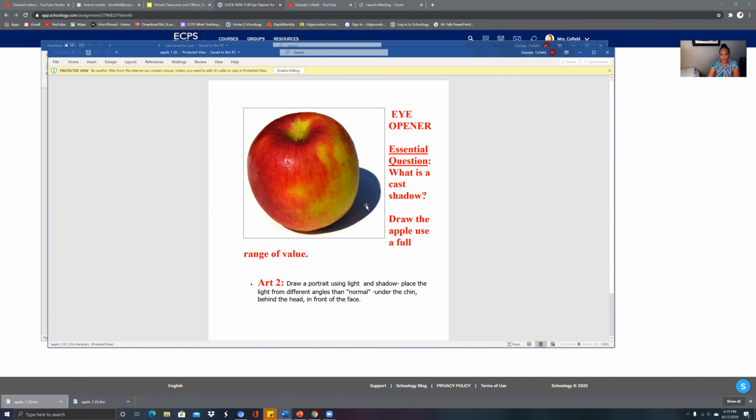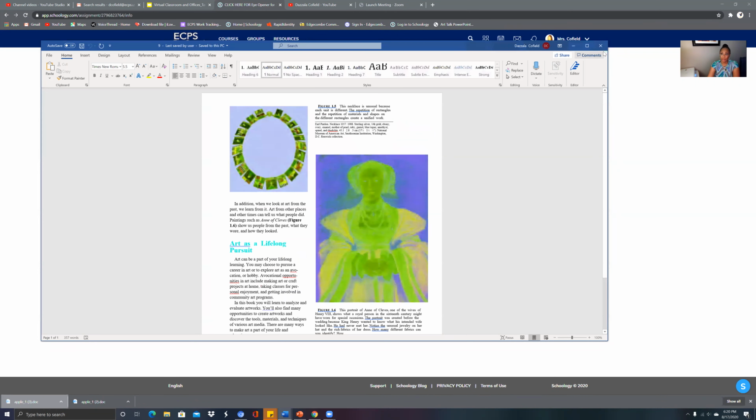You see a cast shadow here, and the essential question says, what is a cast shadow? So a cast shadow is when light hits the object, and then it has this darker section that's reflected here. It looks sort of like an elliptical form on this area. This lets us understand that it's sitting on the table. We see a highlight here. We see some shadows up in here, shadows in here. So those are some things that you would draw to make sure that you are drawing it accurately, and you're looking at something and trying to draw exactly what you see. So that's what you would do for the eye opener. Okay, and I'm just going to close this out.